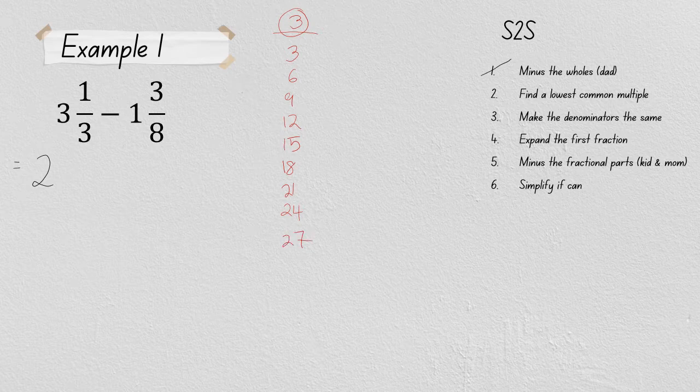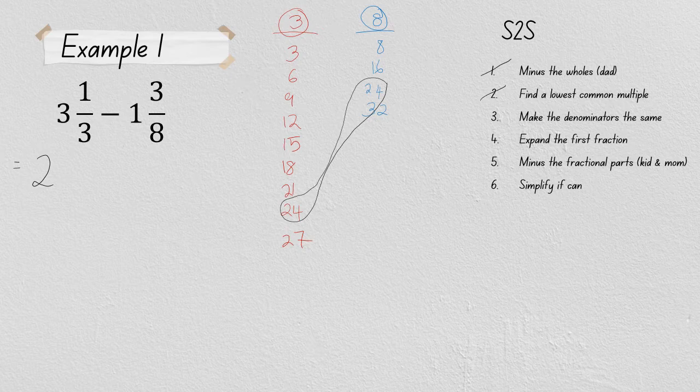Next, we're going to list out multiples of 8. So we have 8, and 2 times 8 is 16. 3 times 8 is 24. 4 times 8 is 32, and you can stop right there. You can immediately spot a common multiple while you are listing down. The lowest common multiple that I can spot between the two numbers is 24. So we have found a lowest common multiple. That is done with step 2.